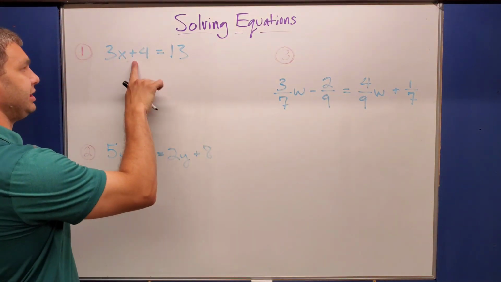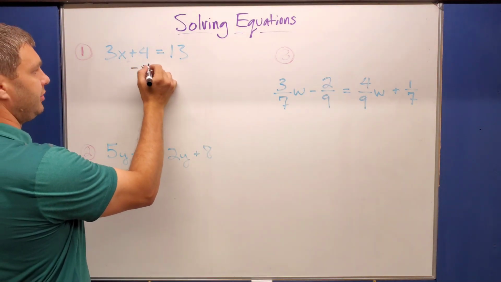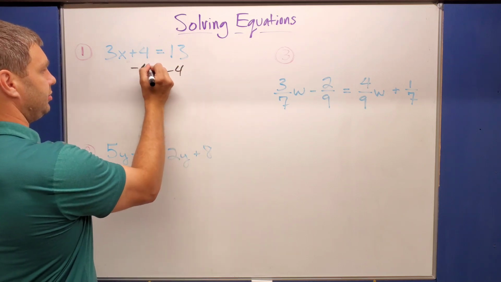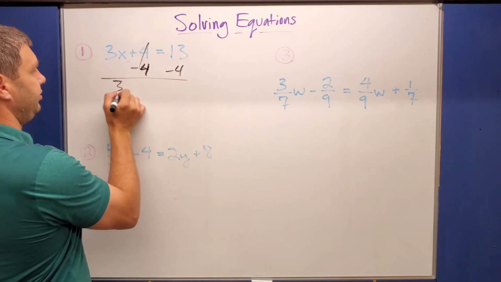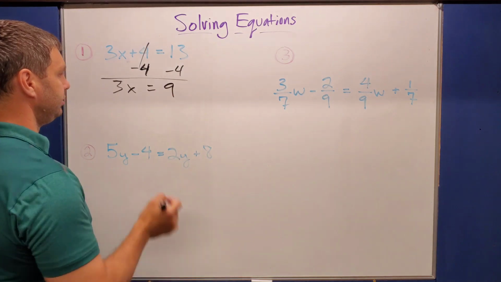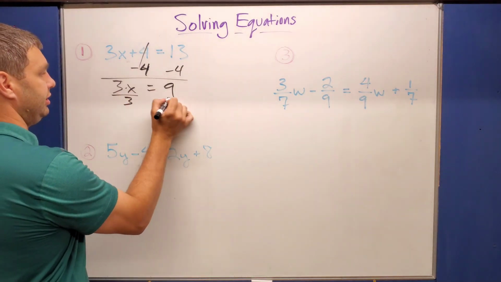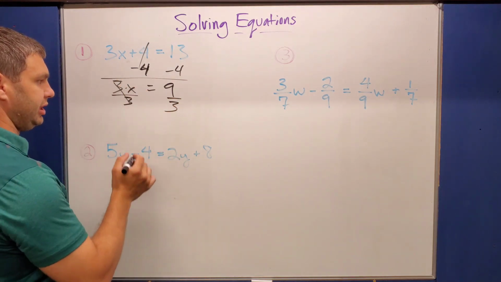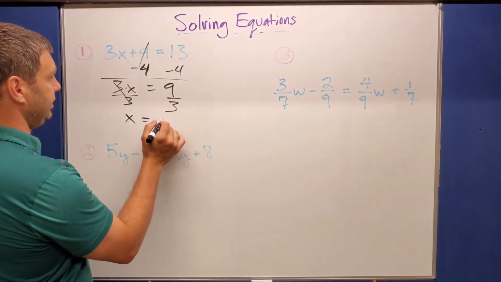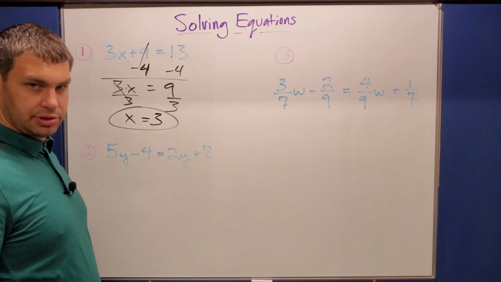For example, this one says plus 4 here, so I'm going to subtract 4 on both sides. That leaves me with 3x equals 9. This is currently saying 3 times x, so its inverse operation is division. So I'm going to divide both sides by 3 and get x equals 3. All right, so x equals 3 is the right answer.